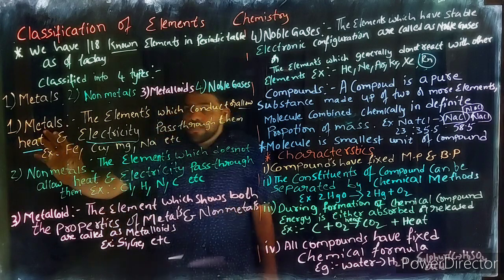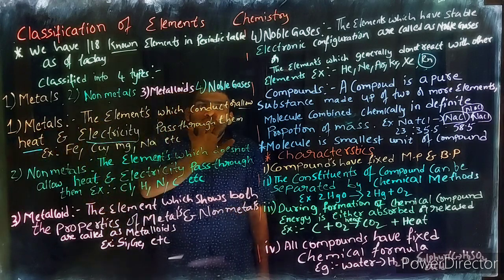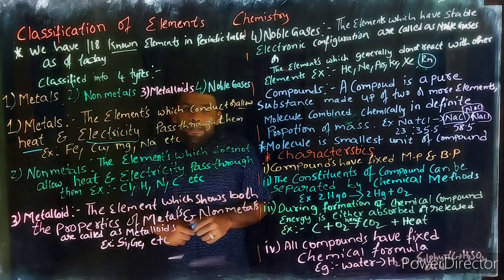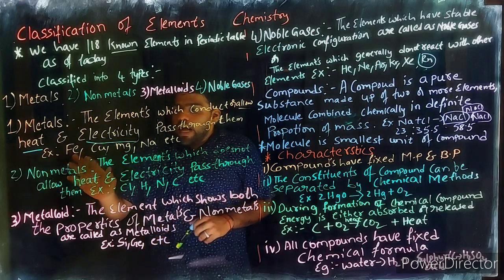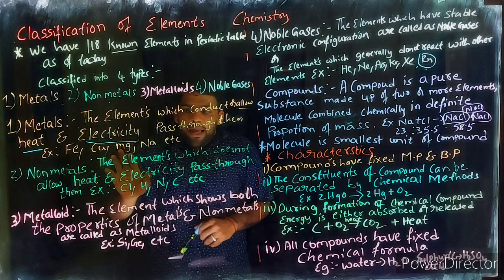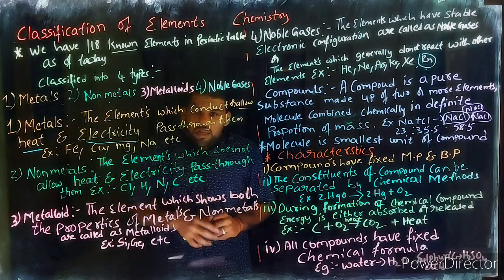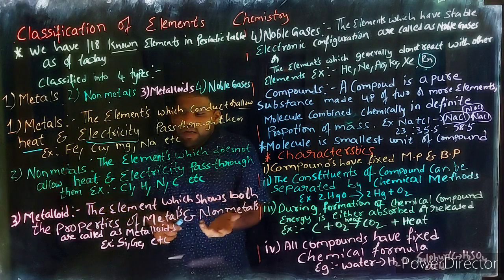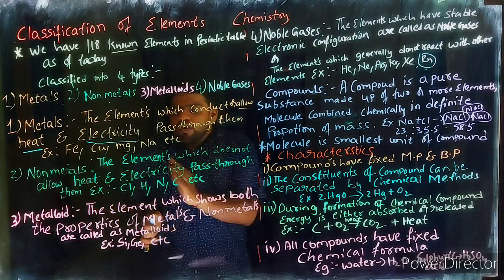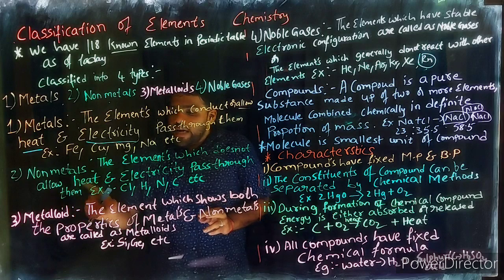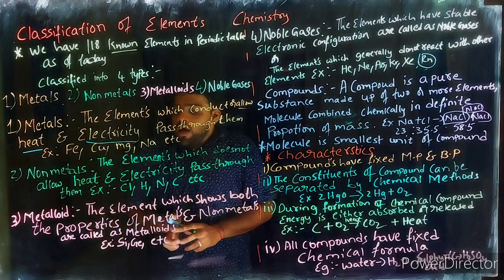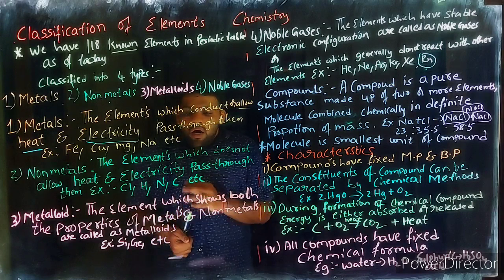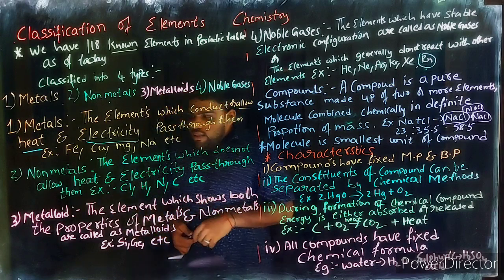Talking about metals first, the elements which conduct or allow heat and electricity to pass through them are called metals. Example, iron, copper, magnesium, sodium, etc. Next, non-metals. What are non-metals? The elements which will not allow heat and electricity to pass through them. Example, chlorine, hydrogen, nitrogen or carbon, generally all gases.